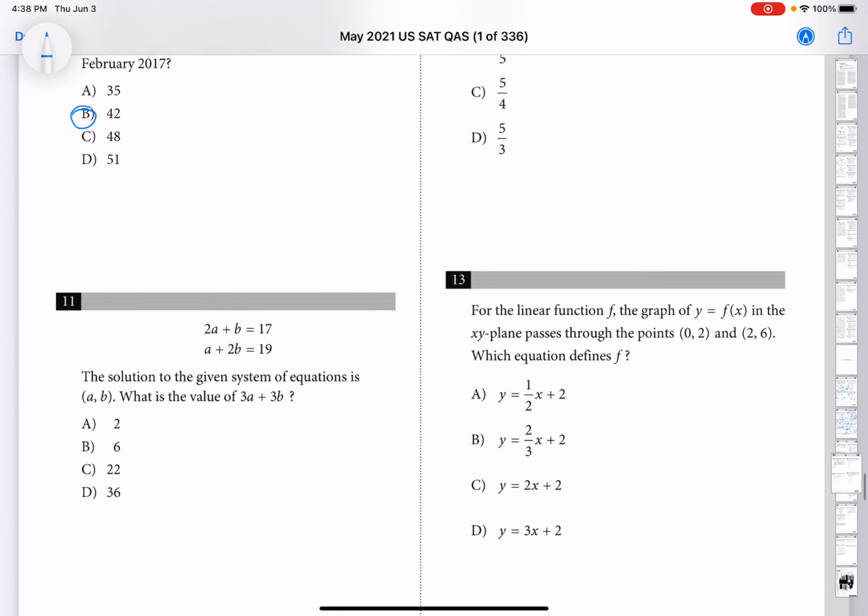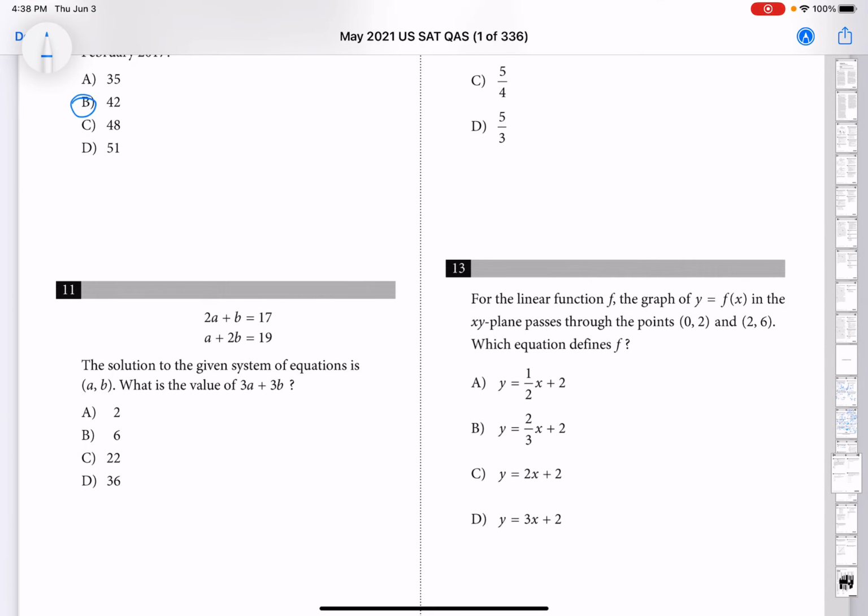Okay, moving to number 11. It says the solution to the given system of equations is A comma B. What's the value of 3A plus 3B? All right, this is a trick that I like to do, guys. Whenever you see two systems of equations like this, most of the time you can just add them or subtract them and see what you get.